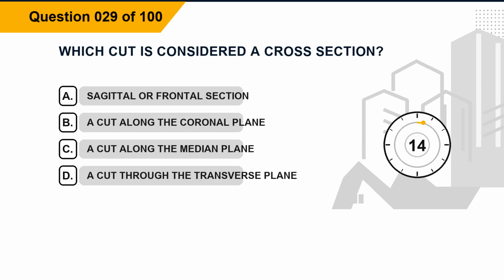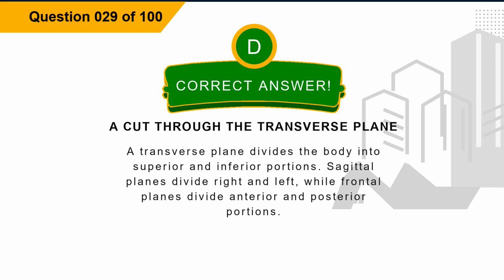Question 29. Which cut is considered a cross-section? Option A, sagittal or frontal section. Option B, a cut along the coronal plane. Option C, a cut along the median plane. Option D, a cut through the transverse plane. The correct answer is option D, a cut through the transverse plane. Explanation: a transverse plane divides the body into superior and inferior portions. Sagittal planes divide right and left, while frontal planes divide anterior and posterior portions.